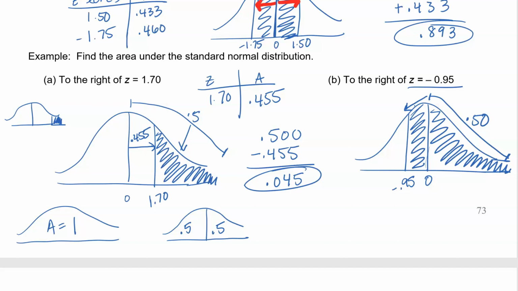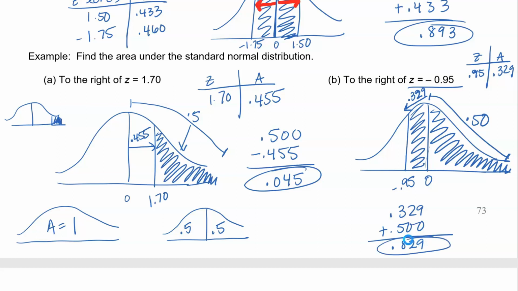So if I can figure out what this is here, then I am all set to go. And I can by looking that up in the table. So if I look a z-value of 0.95 up in the table, I end up getting an area of 0.329. That's going to be this number. So it's going to be starting at 0, going to negative 0.95. So I'm going to add those two numbers together. So 0.329 plus 0.500, or 0.5, and I end up getting 0.829 for my area.